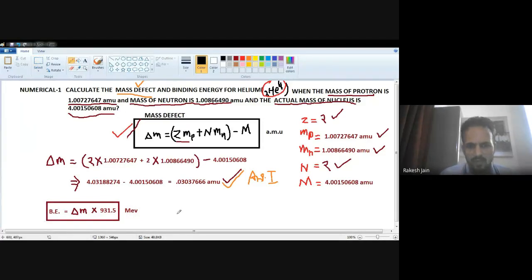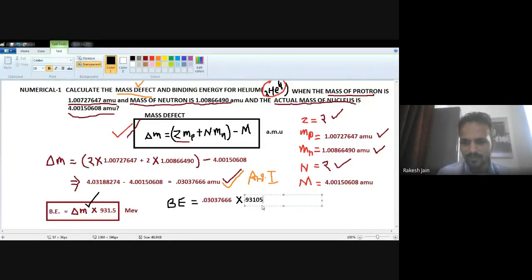So I just use this formula to calculate the binding energy. Binding energy is equal to del m multiplied by c square. I just copy this binding energy formula. So 0.03037666 will be multiplied by 931.5 mega electron volt.